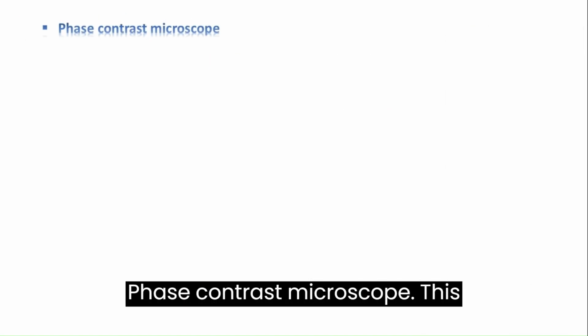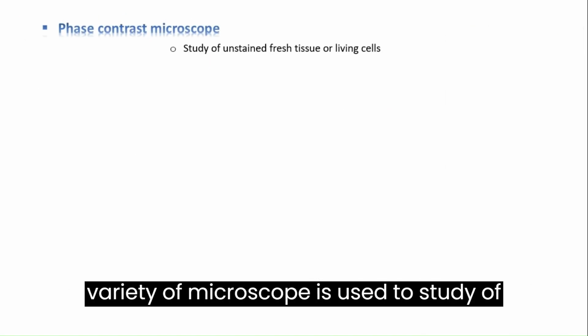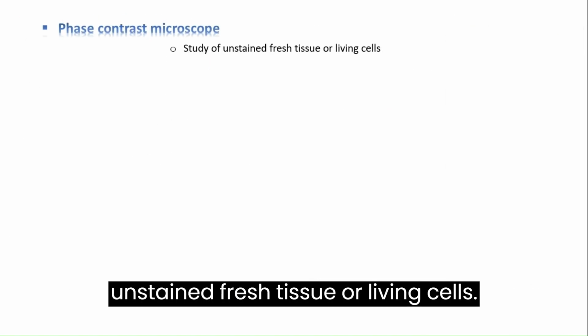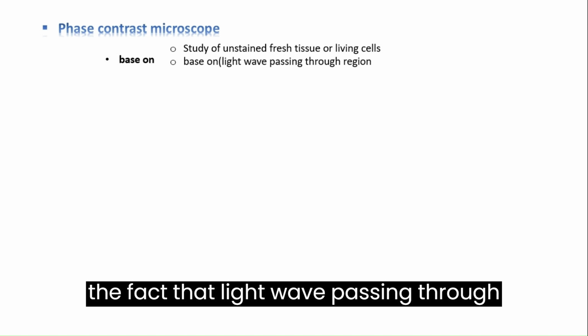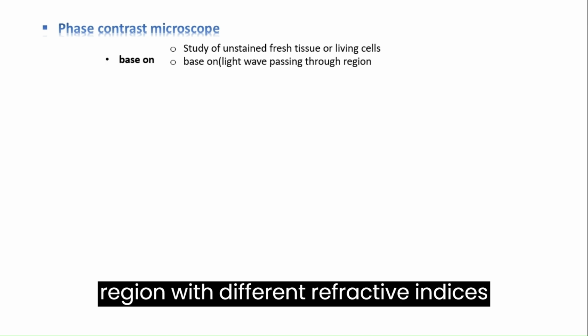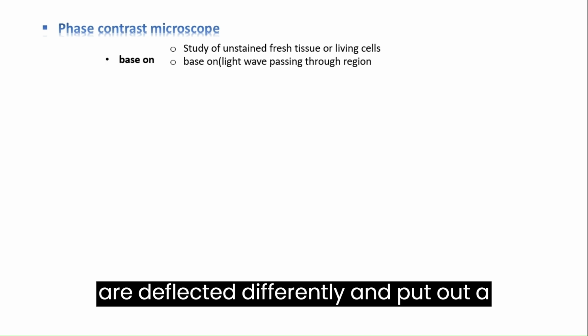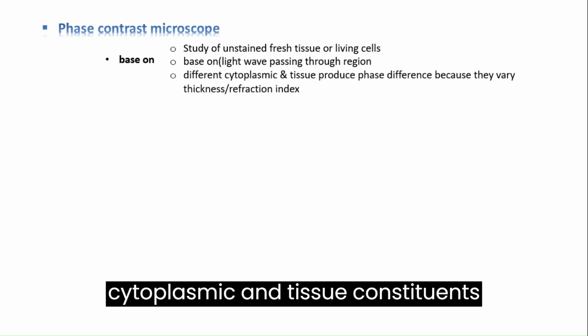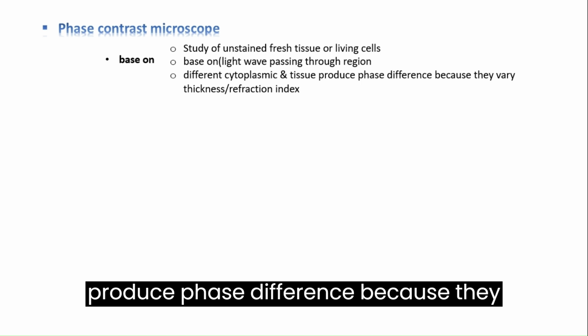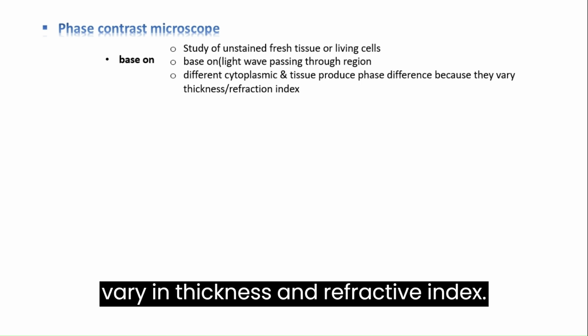Phase contrast microscope. This variety of microscope is used to study unstained fresh tissue or living cells. The phase contrast microscope is based on the fact that light waves passing through regions with different refractive indices are deflected differently, and put out of phase with one another. Different cytoplasmic and tissue constituents produce phase differences because they vary in thickness and refractive index.